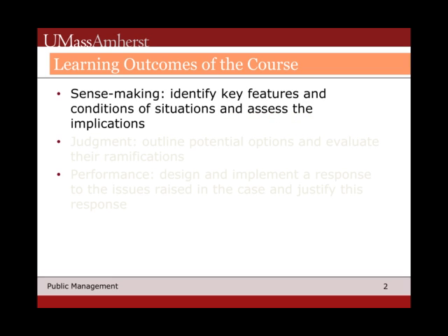So as I mentioned on the first day, one of the primary learning outcomes of the course is basically sense making. We need to be able to identify features and conditions of the situations that exist in the cases that we're looking at, and try to have some sense of what the implications of these conditions are. So again, we had the 3 weeks where we looked at establishment, enterprise, and transition features and conditions.